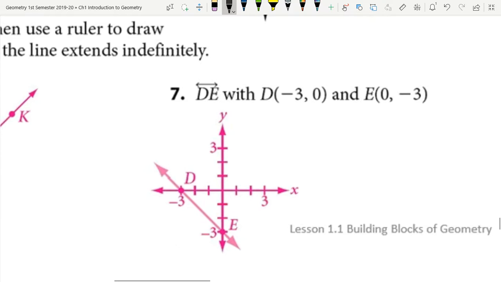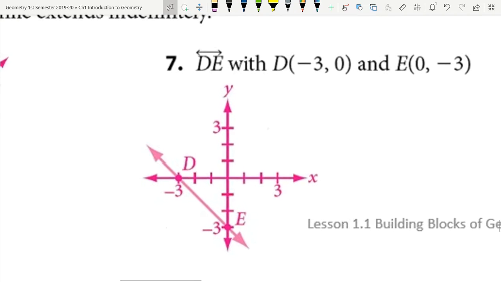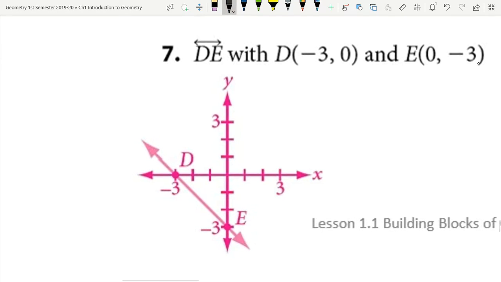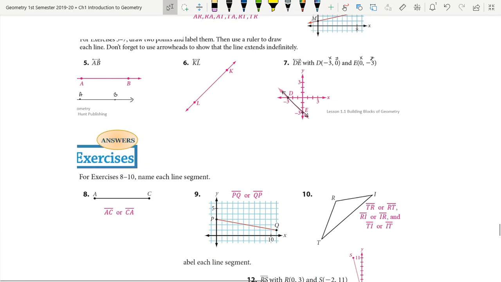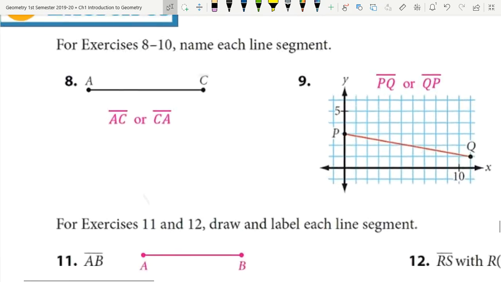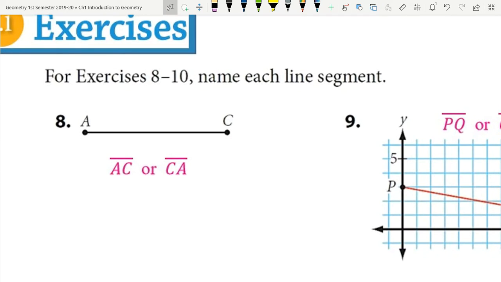So with this one, you get out a coordinate grid, label point D at x is -3, y is 0, and then label point E as x is 0, y is -3. And so once you put D here and E here, then just draw a line connecting them and put arrows on the end, and you're done. Let's see, number 8. Name each line segment. So again, you can either say AC or CA for this one.